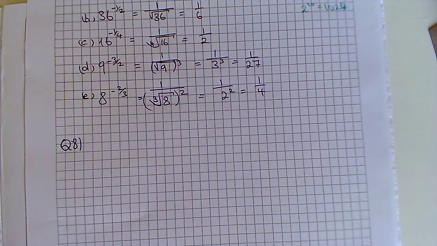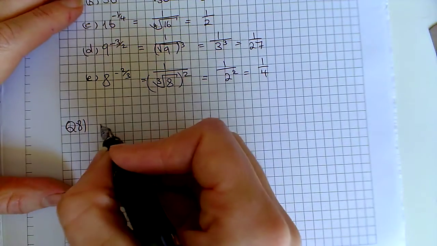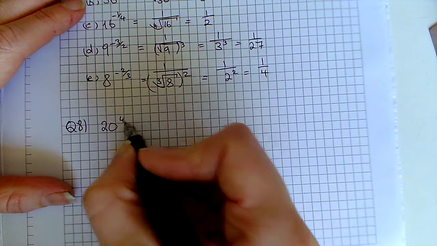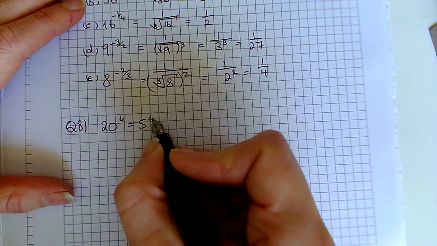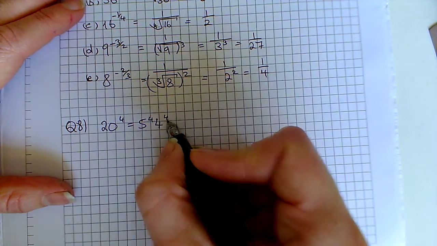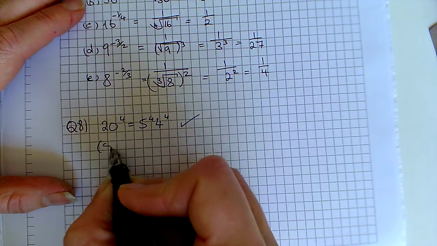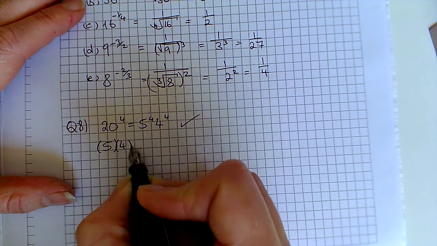So now we're using our multiplication law. Verify that each of the following is true. They're saying, is 20 to the power of 4 equal to 5 to the power of 4 by 4 to the power of 4? Well, it is, because 20 is 5 by 4.